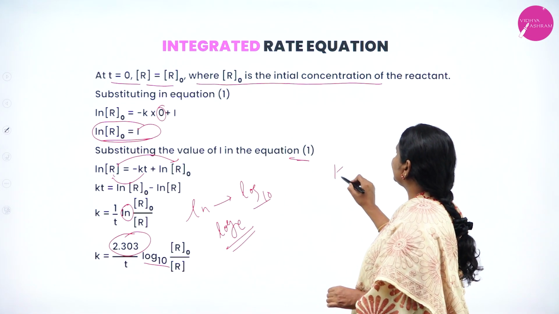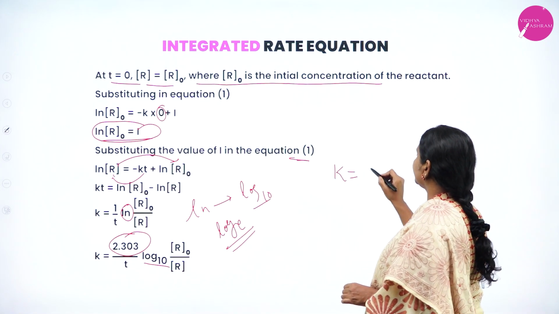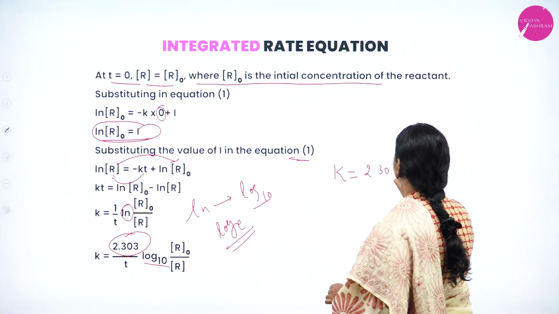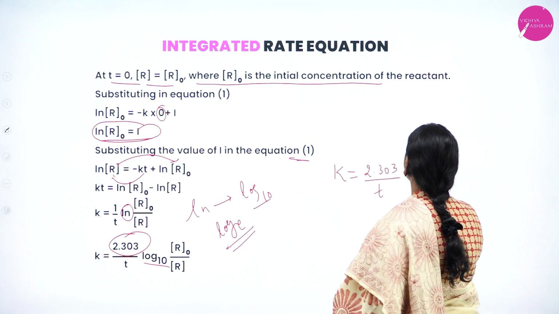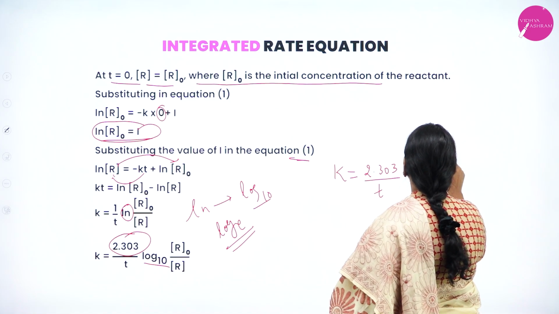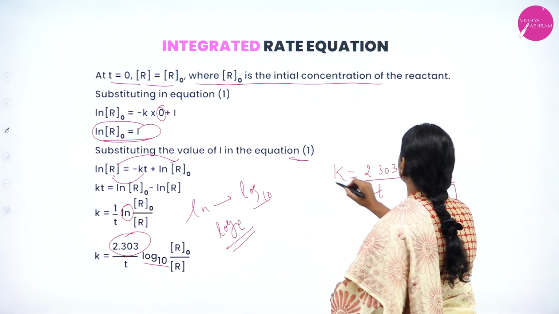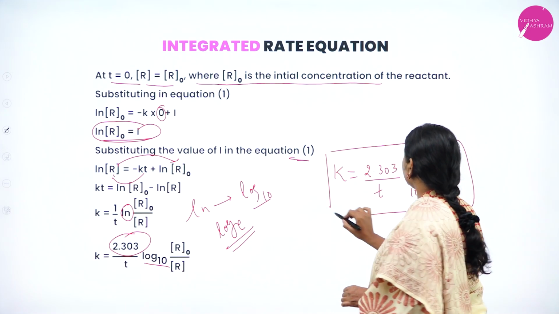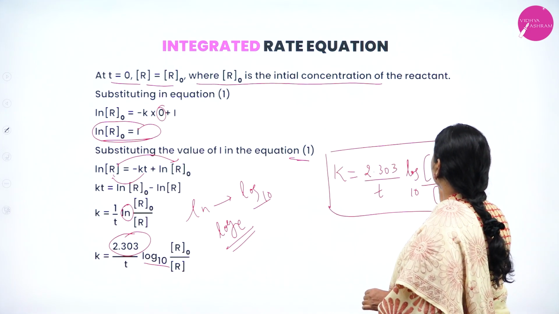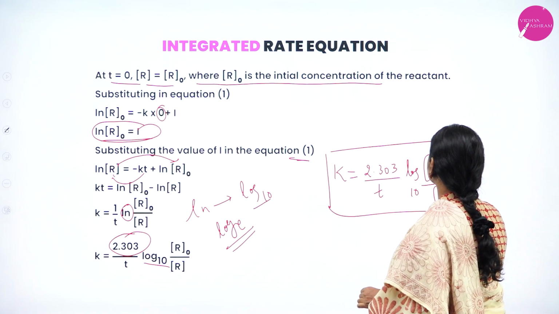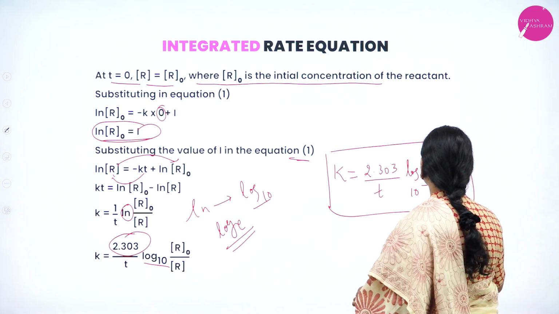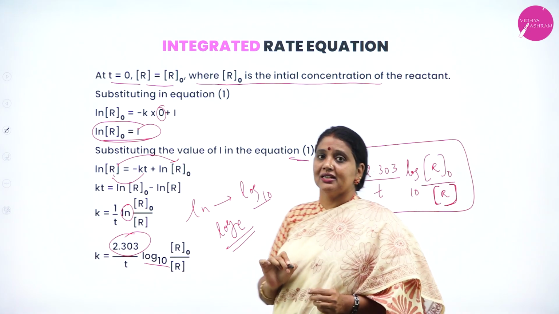Therefore, the integrated rate equation for first order reaction is K is equal to 2.303 divided by T log R0 by R to the base 10, where K is the velocity constant, T is time, R0 is the molar initial concentration of the reactant, and R is the molar concentration of the reactant after time T.